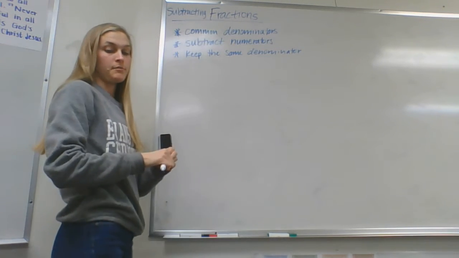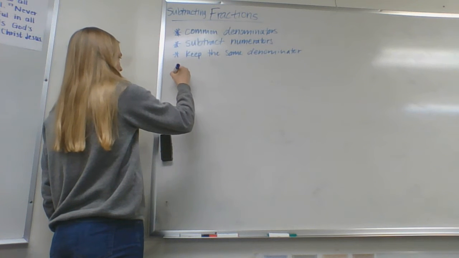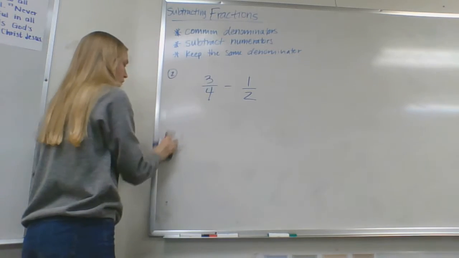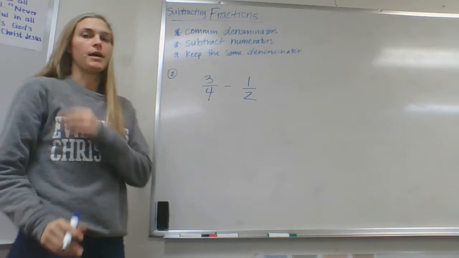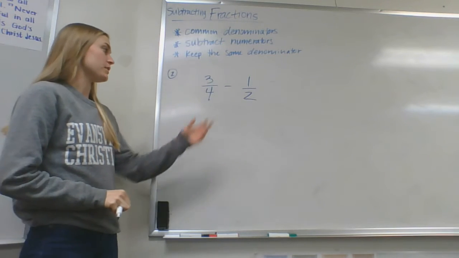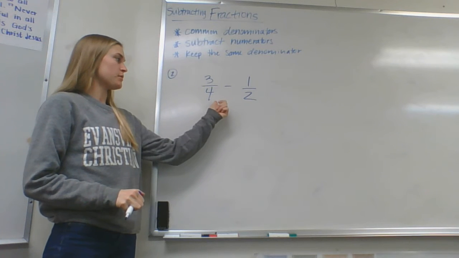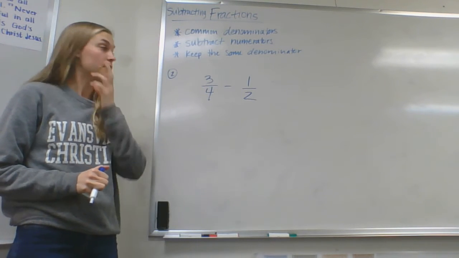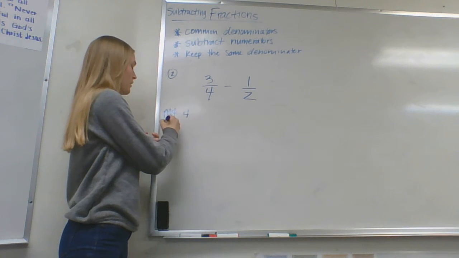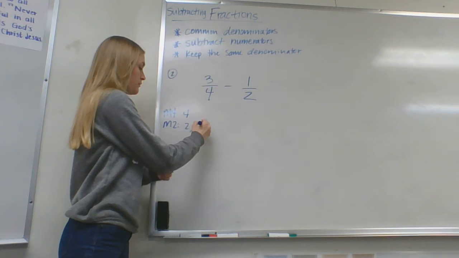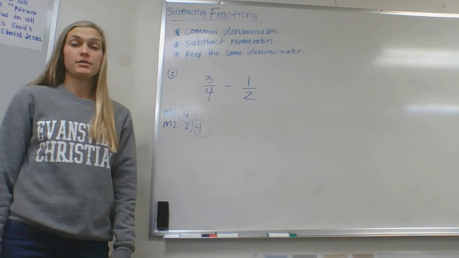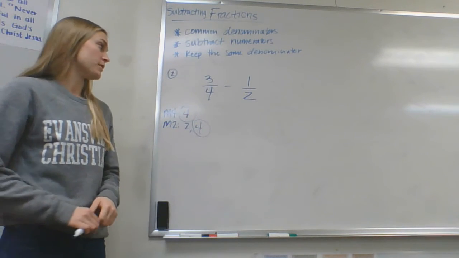What if we had 3/4 minus 1/2? Well, if you remember yesterday, we found common denominators by finding a common multiple of these two denominators. So we're going to look for multiples of 4 and multiples of 2 until we find one in common. You might know right off the bat that 4 is a common denominator. You have 2, 4, 6, 8. So 4 is a common multiple, so 4 should be our common denominator.